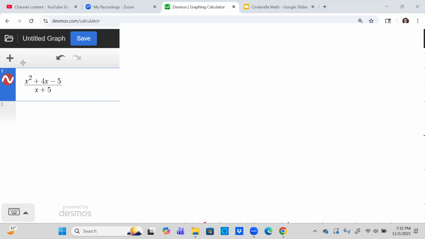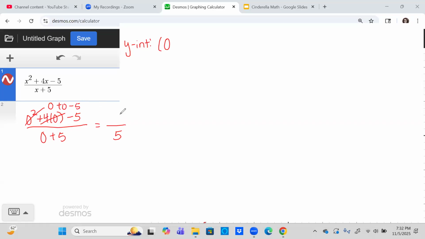Before you factor, I would recommend getting the y-intercept. So that's where we plug in 0. So let's come over to our function, plug in 0. So that'd be 0 squared plus 4 times 0 minus 5, all over 0 plus 5. Well, the bottom's, of course, just 5. This is 0, this is 0. So it's 0 plus 0 minus 5. So negative 5 over 5, which is negative 1. So there's our y-intercept.